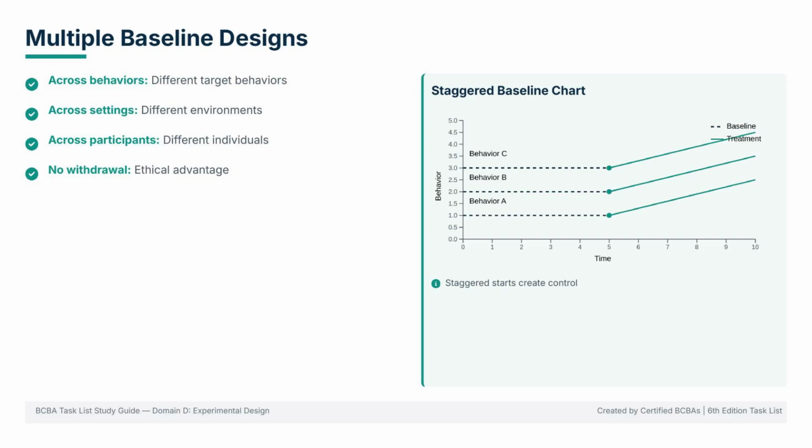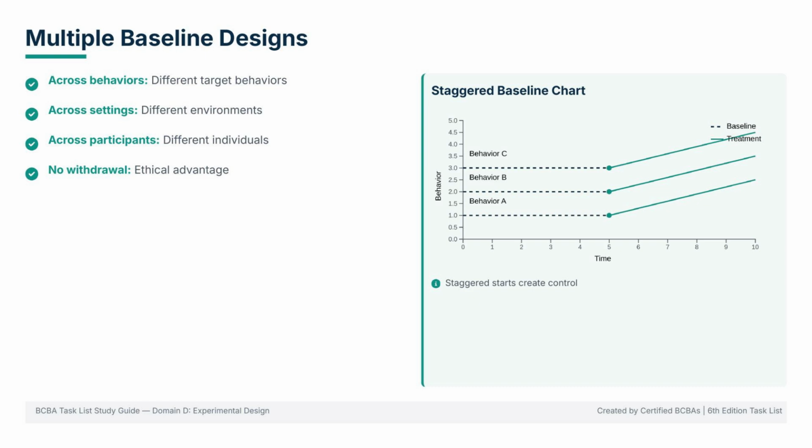The multiple baseline design is often considered the ethical alternative to the reversal design. This design is great because it doesn't require withdrawing the treatment. You apply the treatment at different times across behaviors, different target behaviors of the same individual. Settings: the same behavior, but in different environments. Participants: the same behavior across different individuals. The staggered start across different conditions gives you control over the data, while still respecting the client's needs and safety.